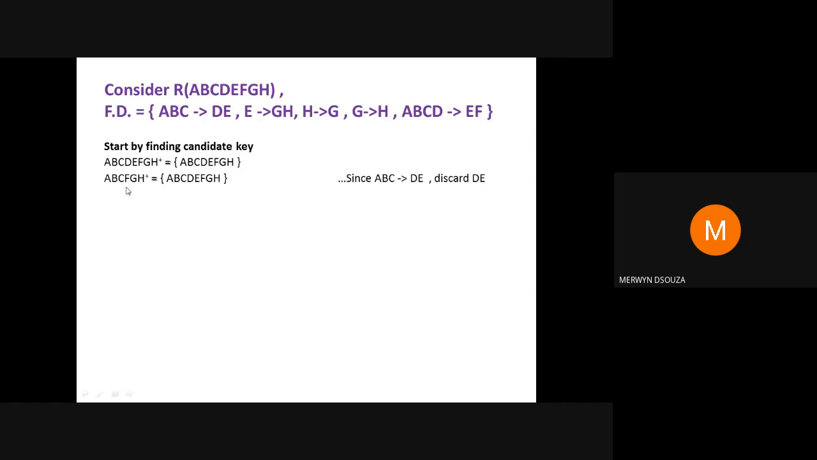So I will directly try to apply the rules and try to find a minimal super key. Since we are given here ABC determines DE, I will discard DE and I will get this closure.